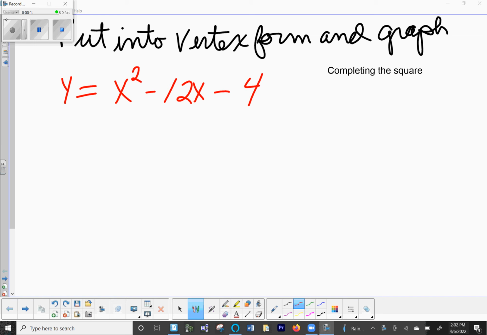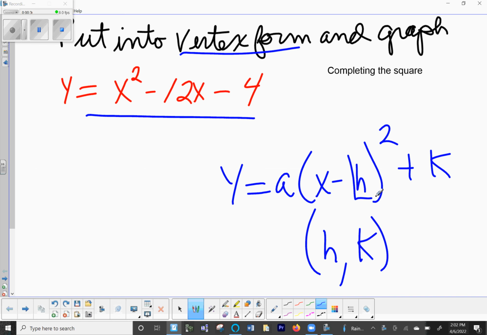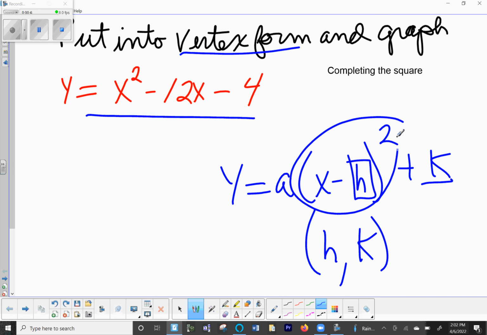So the idea here is we're trying to get to that standard form of what a vertex, or sorry, this is the standard form. What I want to get to is the vertex form, and that looks like this. And that makes the vertex at h and k. So minus h plus k. The key part of this is that this is one thing squared.